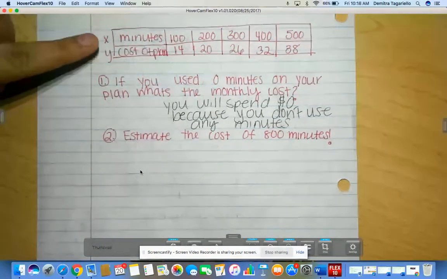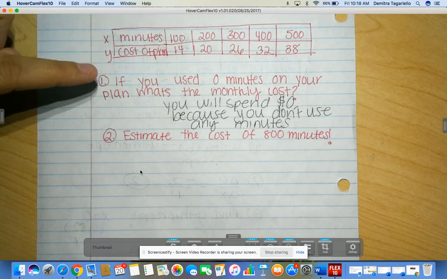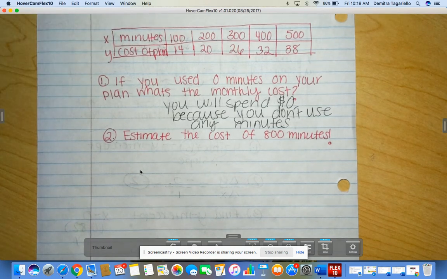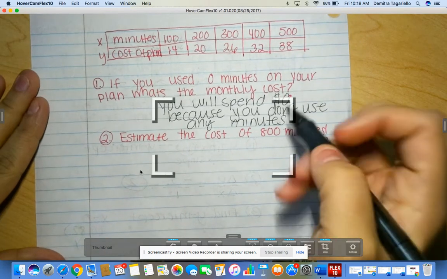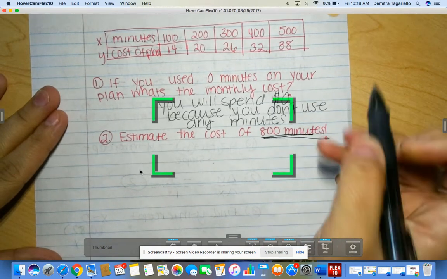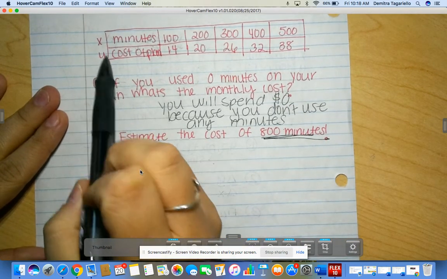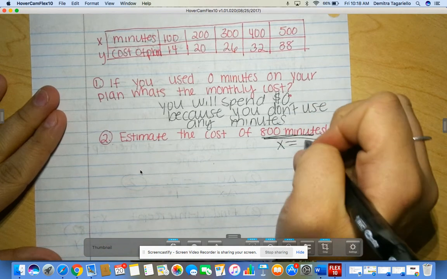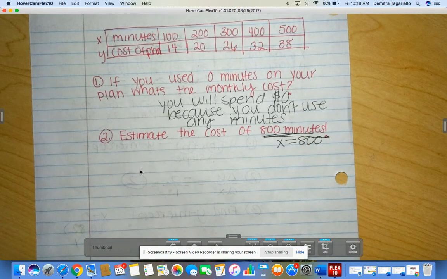So I'm noticing here my variables are labeled X and Y. X is minutes, cost is the Y value. So the question says, estimate the cost of 800 minutes. So I need to figure out first, what is the equation I'm going to work with to be able to solve for this. And I also want to annotate 800 is represented by minutes. So if I'm looking here, minutes is X, so I know X is equal to 800. Super important that you label here.